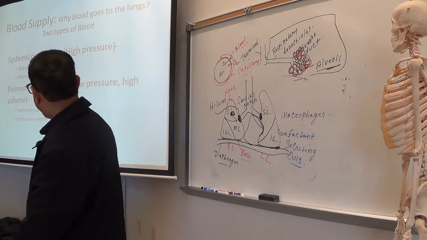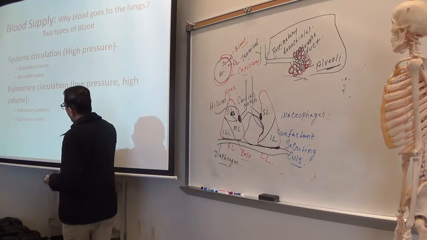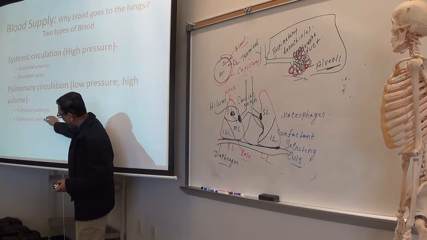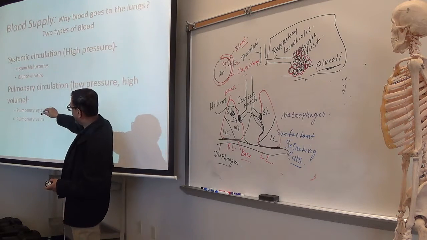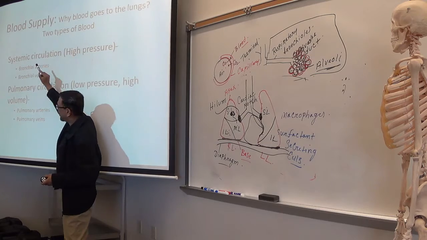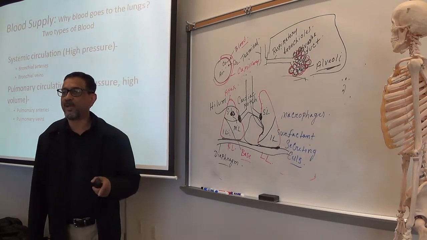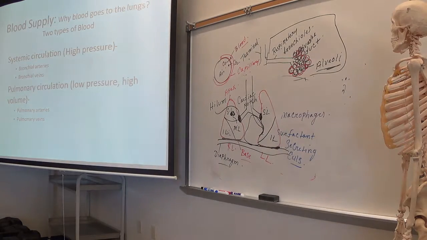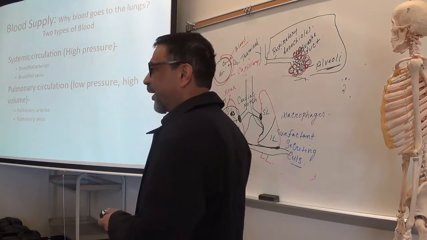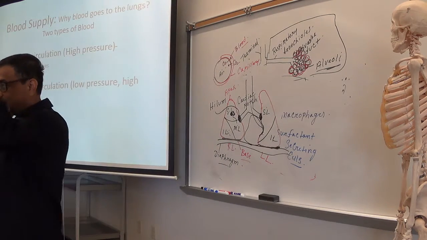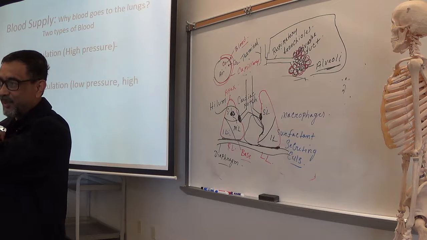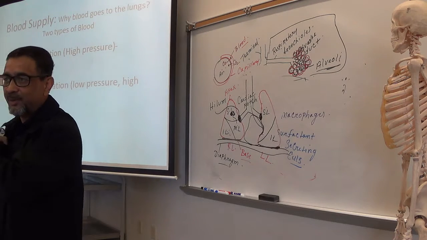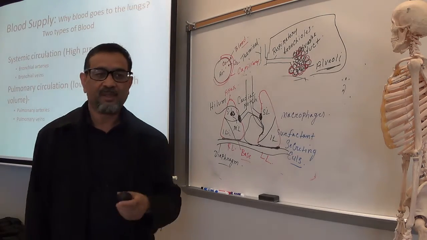So pulmonary circulation, pulmonary arteries and veins. Pulmonary arteries take deoxygenated blood to the lung. Veins bring oxygenated blood back to the heart. Systemic circulation, the blood vessels going to the lung are called bronchial arteries. Bronchial arteries and bronchial veins. So bronchial arteries carry oxygen-rich blood because it is systemic circulation, to supply oxygen to the tissue of the lung to keep it alive and functional. Okay.